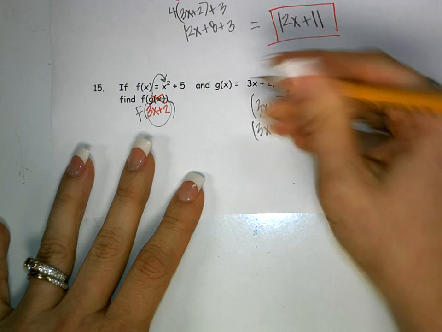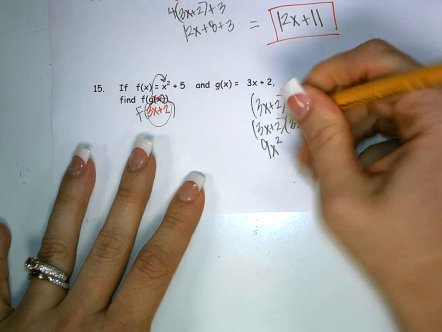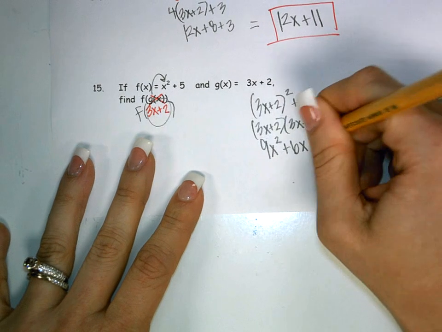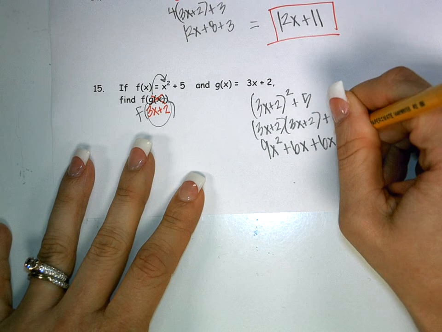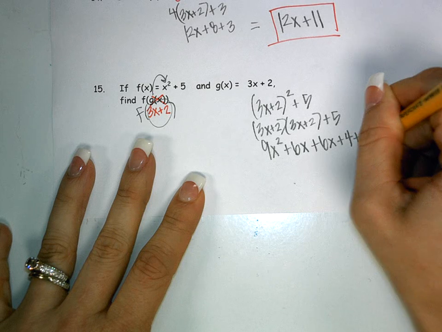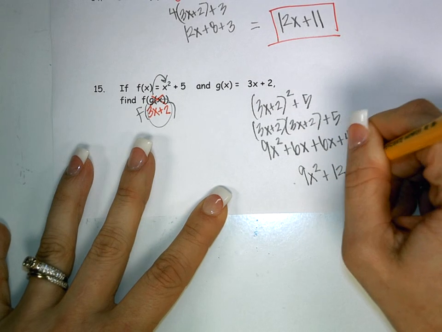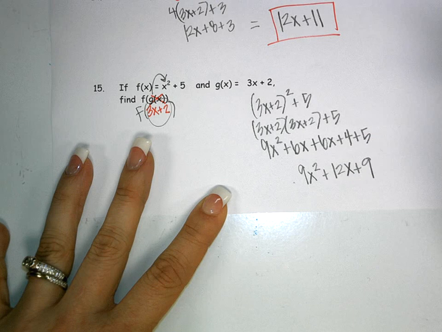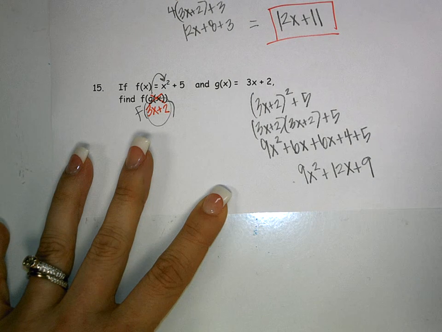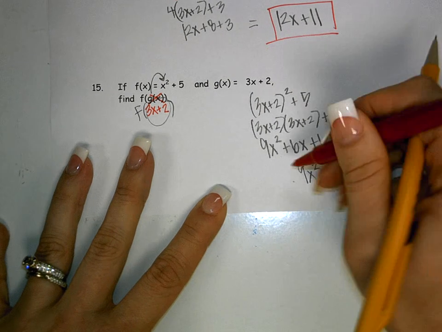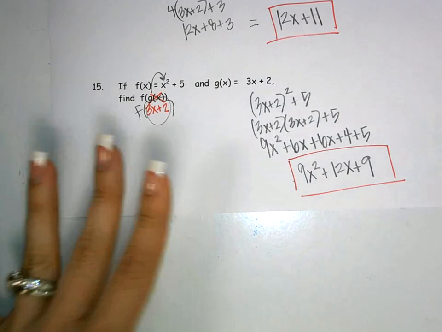Okay. FOIL these together, and that gives you 9x squared. Outsides is plus 6x. Insides is plus 6x. Last is plus 4 plus 5. Combine your like terms. 9x squared plus 12x plus 9. Do not factor that, by the way. Just leave it alone, okay? I'm not asking you to factor. It's a different unit.